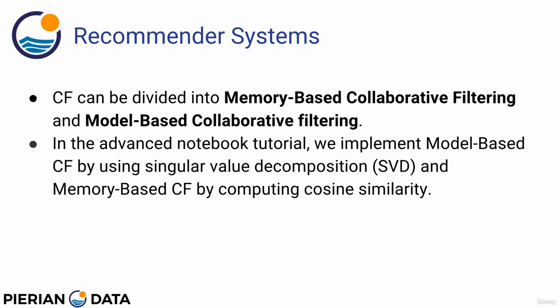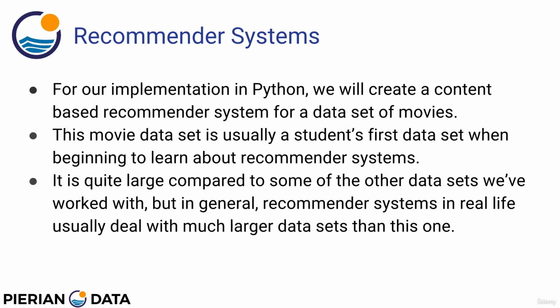CF can also be divided into two subcategories: memory-based collaborative filtering and model-based collaborative filtering. Now, if you feel comfortable with advanced linear algebra, in that advanced notebook tutorial, what we end up doing is implementing model-based CF by using singular value decomposition, and memory-based CF by computing cosine similarity. For our implementation in Python that we're going to walk you through, what we will do is create a content-based recommender system for a dataset of movies.